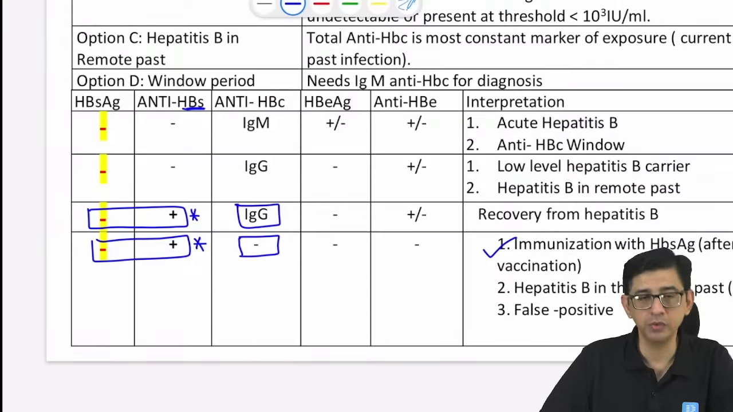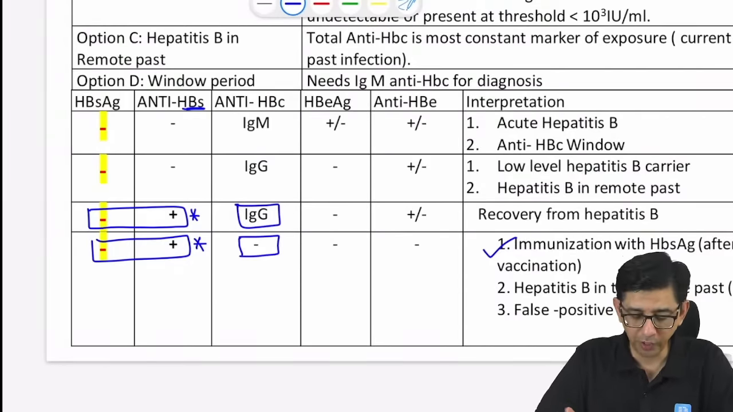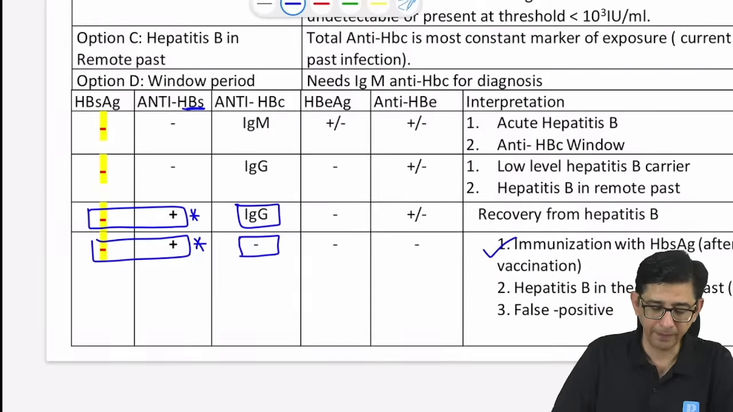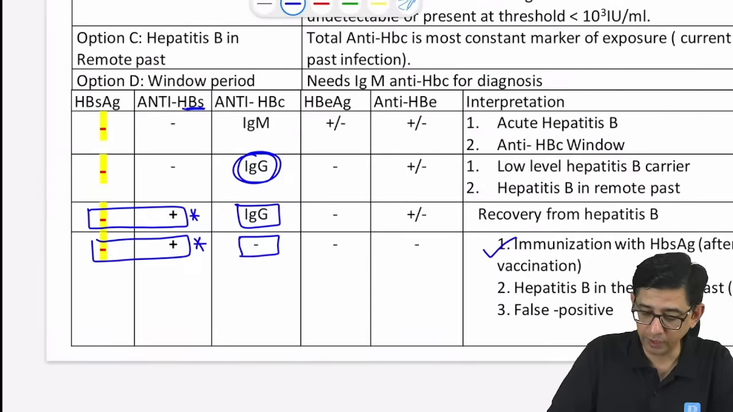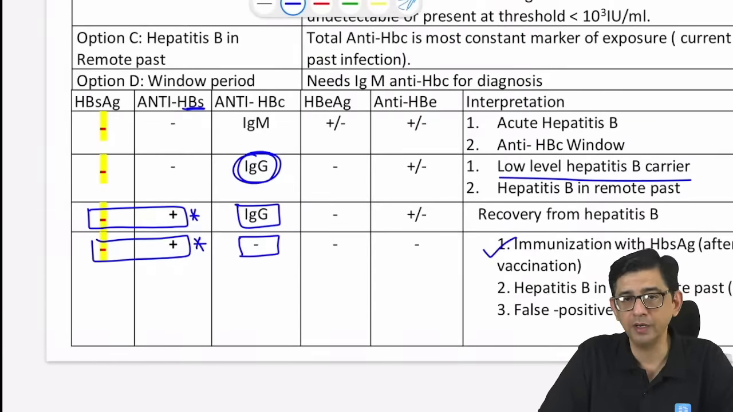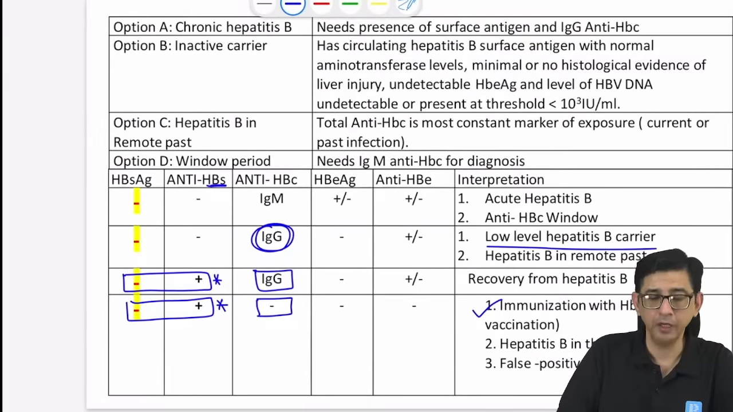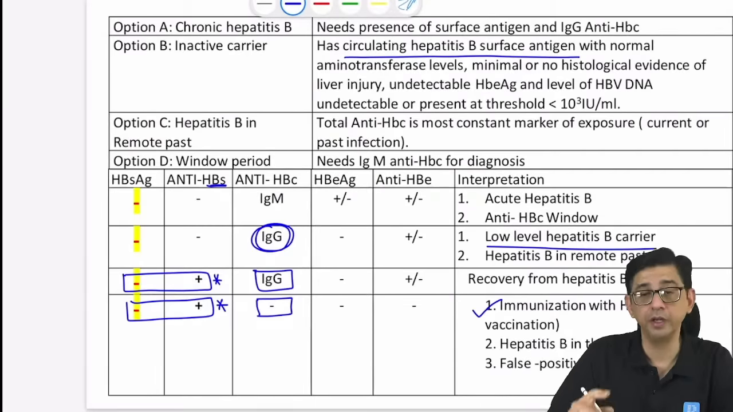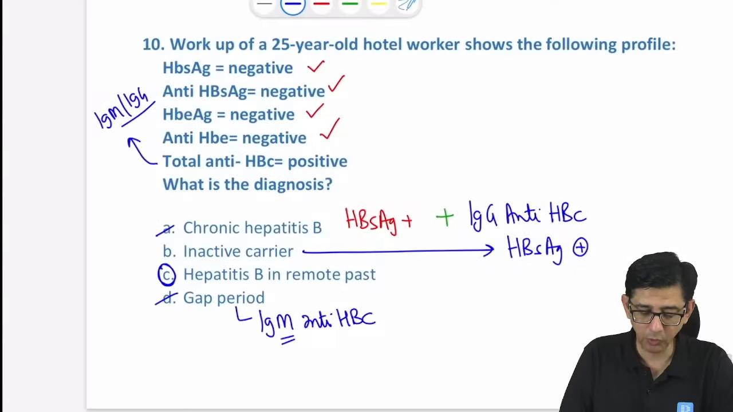Now let's look at two situations where surface antigen is negative and anti-HBs is also absent. There you will have to answer on the basis of IgM and IgG class of antibody. A low level carrier and an inactive carrier are not the same. There are two terms. One is low level carrier and second is inactive carrier. Inactive carrier will always have, this is data from Harrison, the surface antigen positivity.